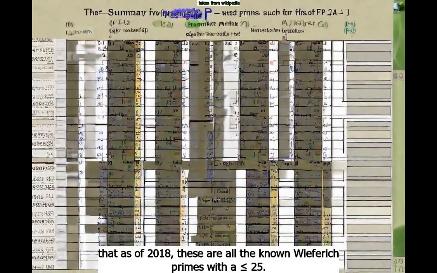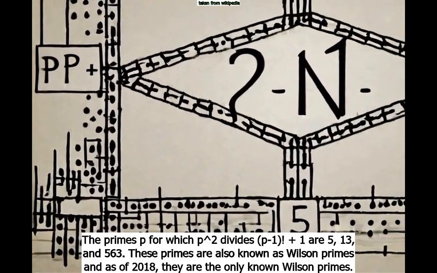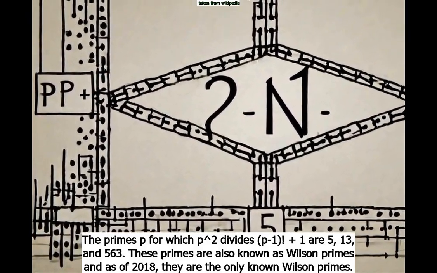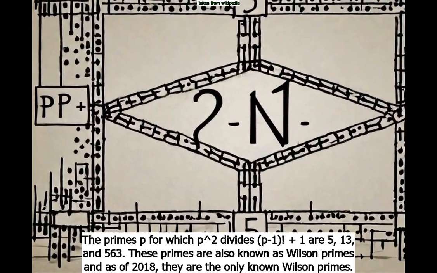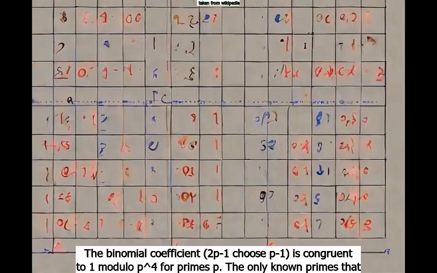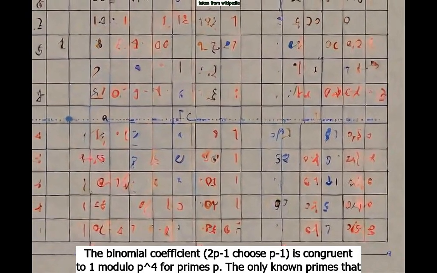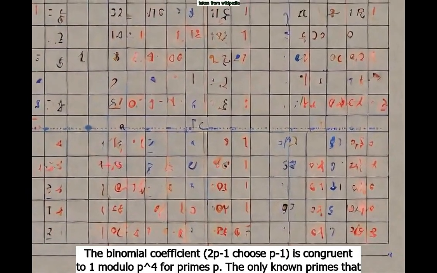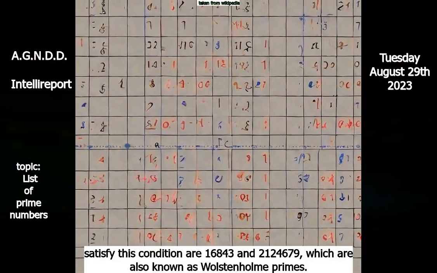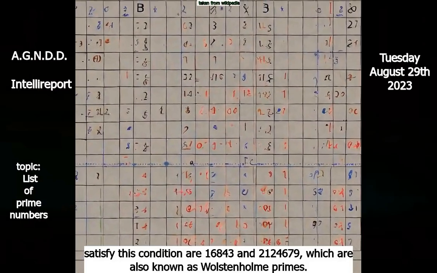The primes p for which p squared divides (p minus 1) factorial plus 1 are 5, 13, and 563. These primes are also known as Wilson primes, and as of 2018, they are the only known Wilson primes. The binomial coefficient 2p minus 1 choose p minus 1 is congruent to 1 modulo p to the power of 4 for primes p. The only known primes that satisfy this condition are 16,843 and 2,124,679, which are also known as Wolstenholme primes.